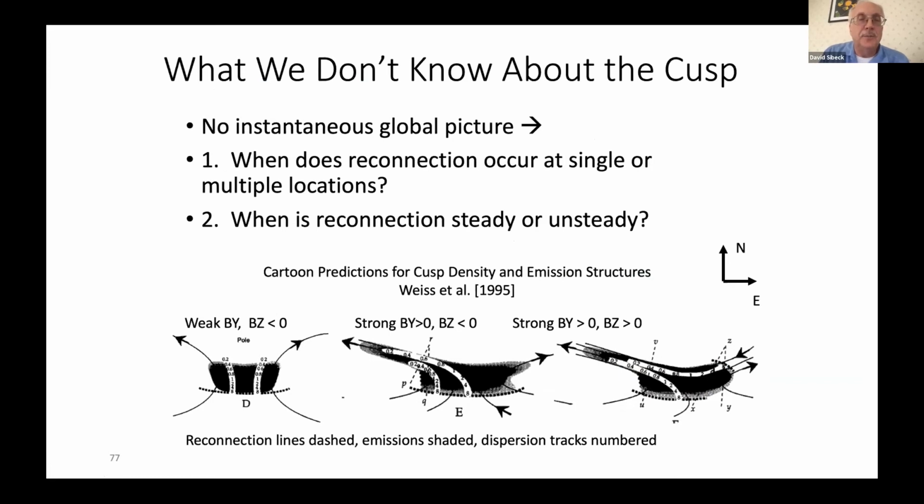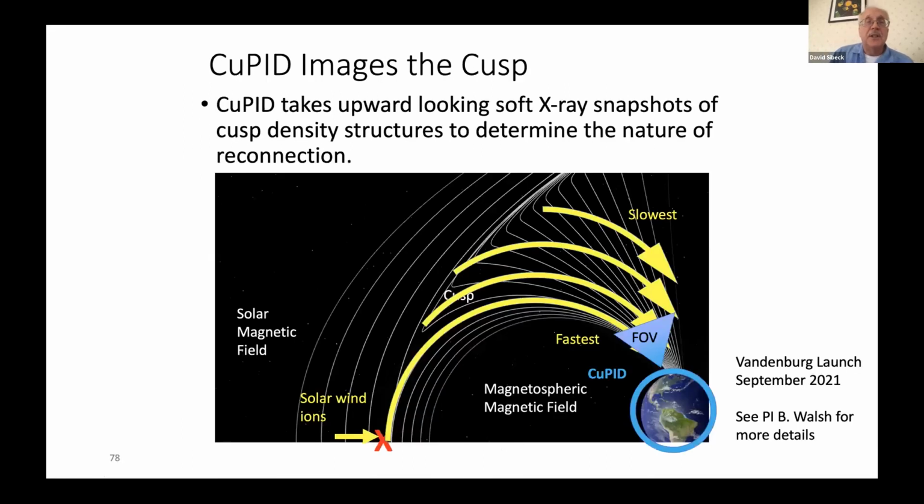Here are some cartoon predictions for cusp density and emission structures from Weiss, 1995. Various IMF conditions, reconnection occurring at one or more locations, creating structures that extend in azimuth and latitude, might be diagnostic. If you could take pictures of the cusp and see these, we want to take pictures of the cusp. We want to distinguish between different models for time-dependent and spatial structure in the cusp. And the good news is we're about to be able to do that.